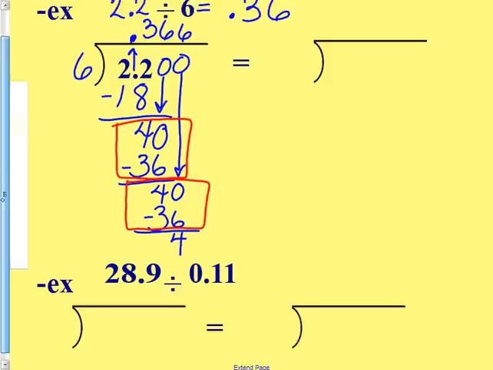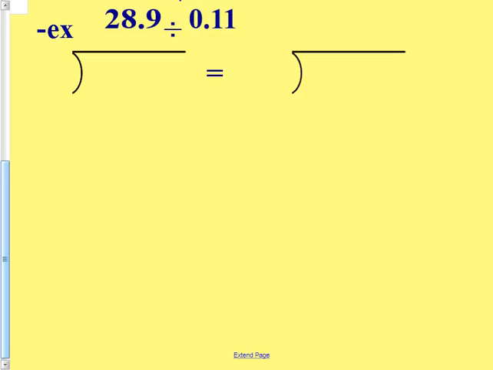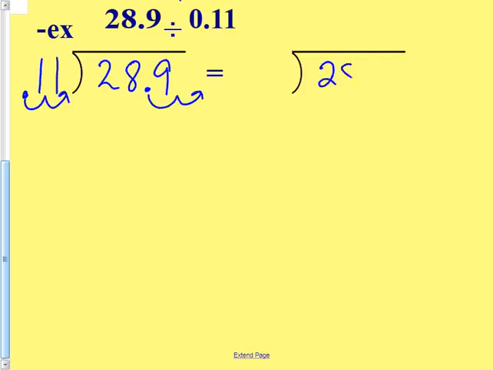If I look at another problem, 28 and 9/10 divided by 11 hundredths. Looking at this one, this time I have to move my decimals because my divisor is not a whole number. That gives me 2,890, and I'm going to divide it by 11. Remember to put a decimal over here so that you remember where your decimal is.